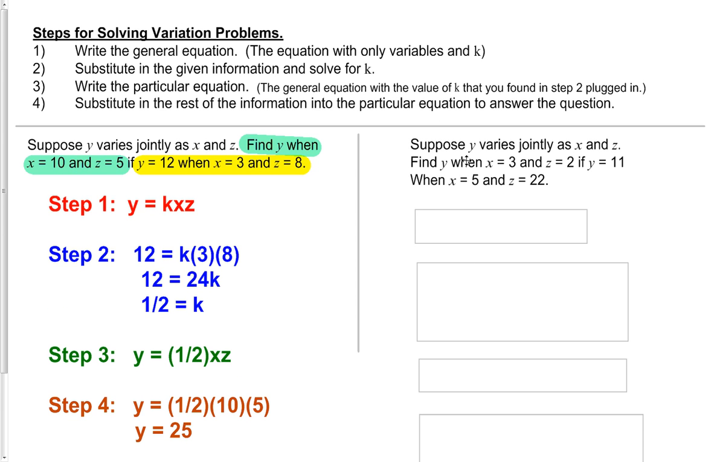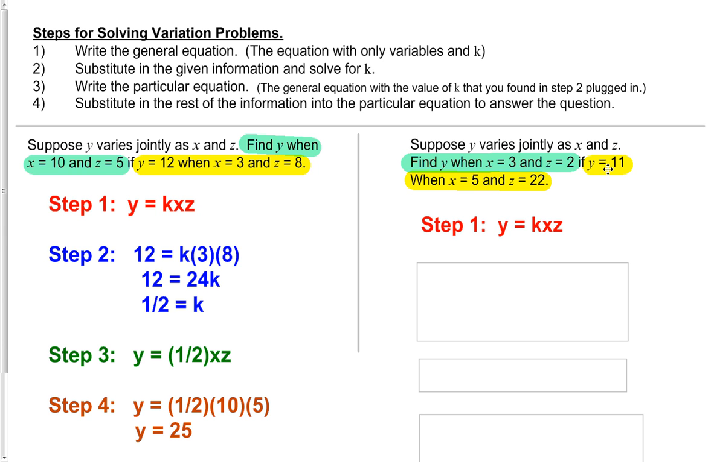Second example here, suppose y varies jointly as x and z. Again, since it's a joint variation, we know enough to write that general form of the equation. y equals k times x times z. Now find y when x equals 3 and z equals 2. So that's what we're being asked to find, y. And the information we're given here, if y equals 11 when x equals 5 and z equals 22.